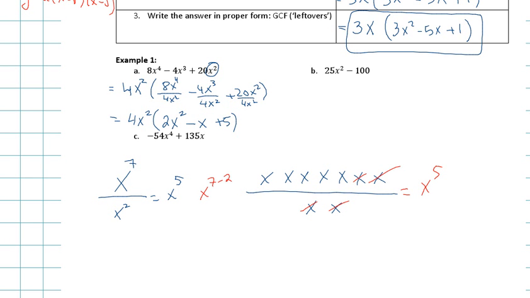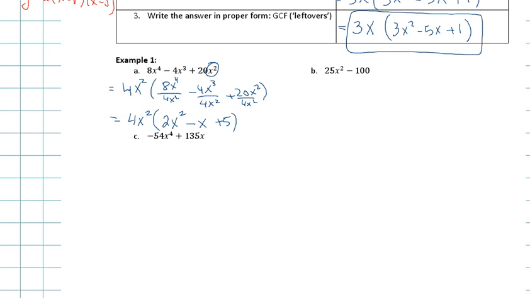Okay? So you see right here, when you say reduce, you're subtracting, right? So x to the power of 4 over x to the power of 2. If I do 4 minus 2, I'm going to get 2. So that's why I have x squared.